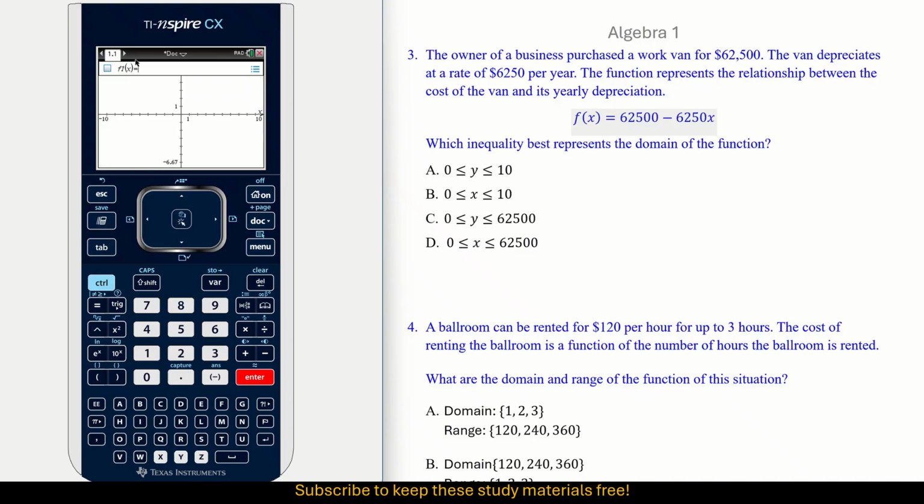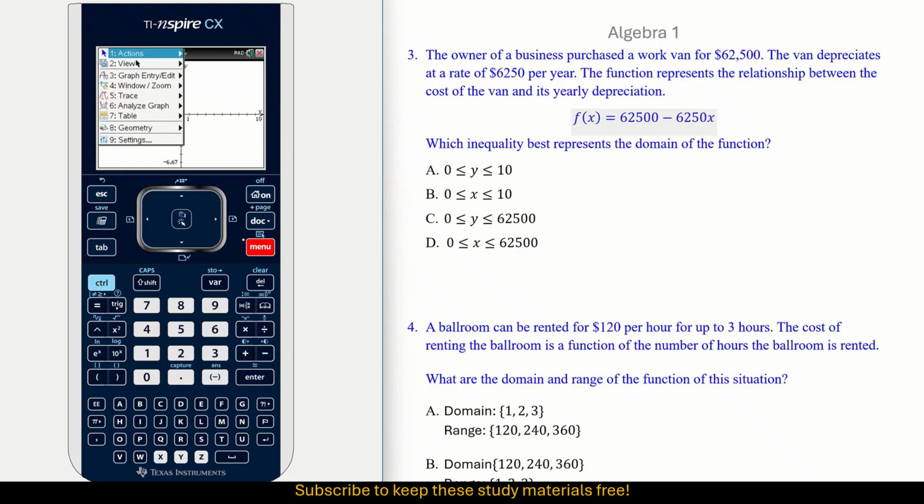So let's do that. We need 62500 minus 6250x. I've typed in my equation, double check, make sure it's correct. Now we enter it so the calculator can read it. And I enter, and it changes to a window, but I don't see what I need. That is because I need to zoom fit to fit it in my window.